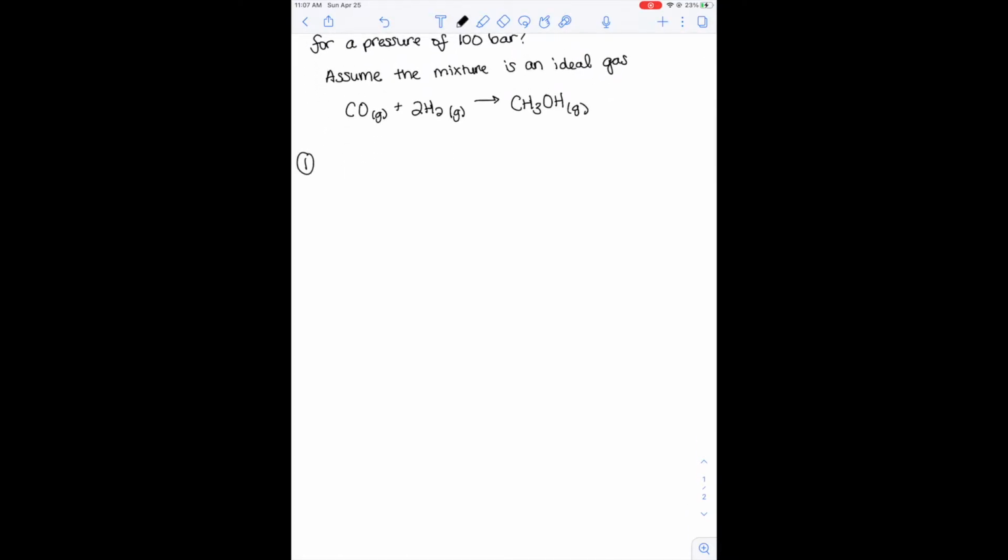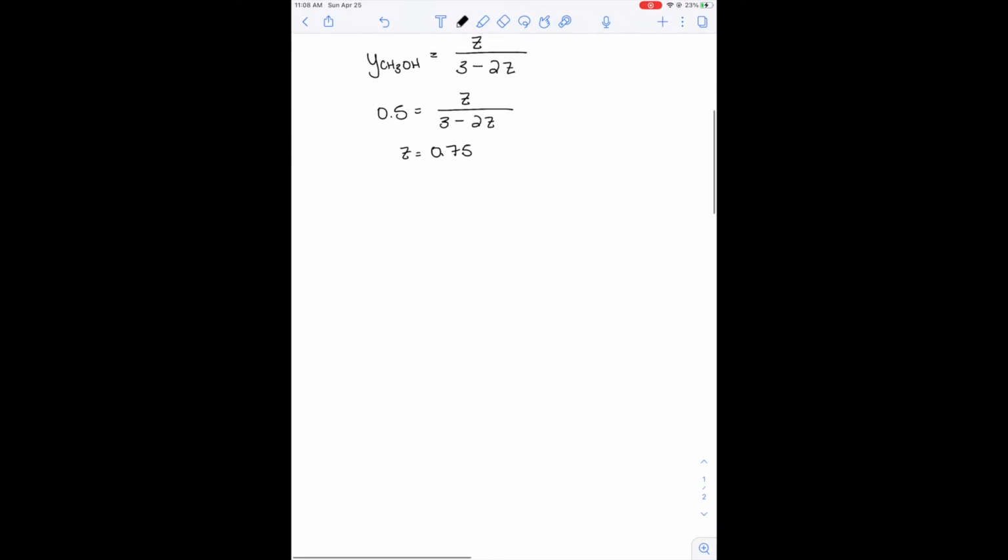So starting off, we're going to have to solve for z. This is the equation for how to solve for z with the given mole fraction that is equal to 0.5. Here you can see me plugging in the 0.5, and then we use this equation to solve for z. And we get z is equal to 0.75.